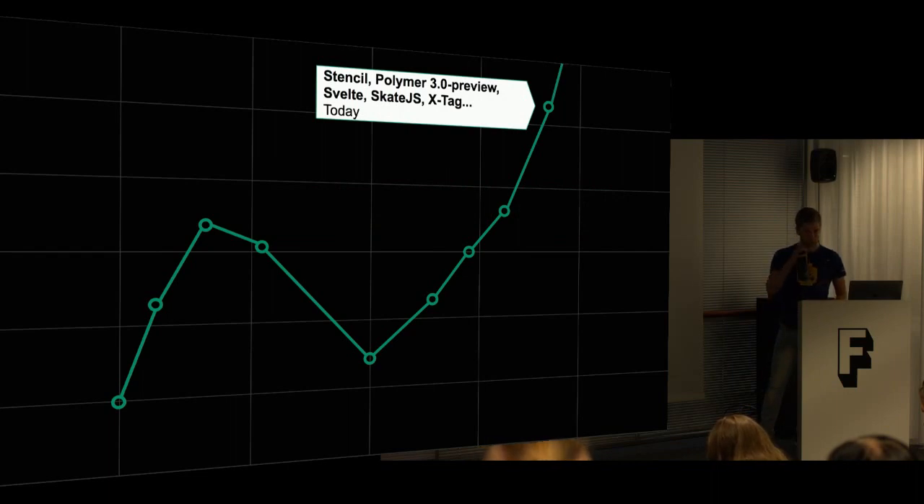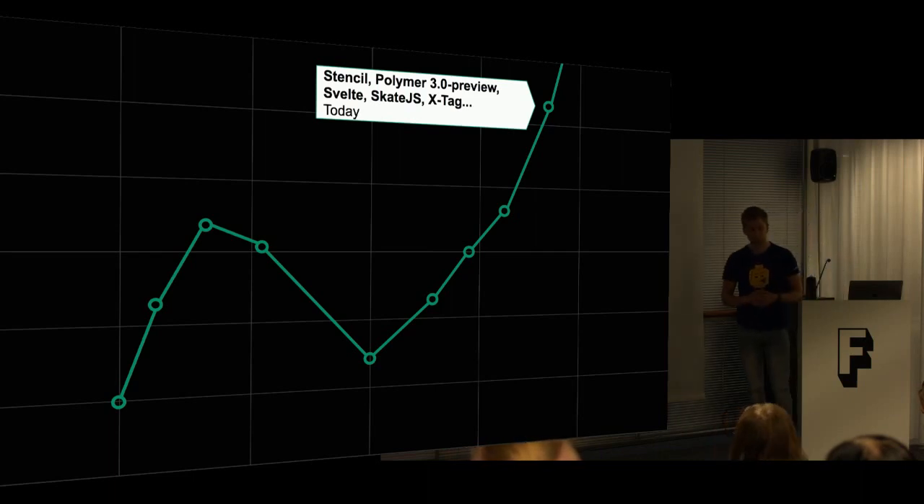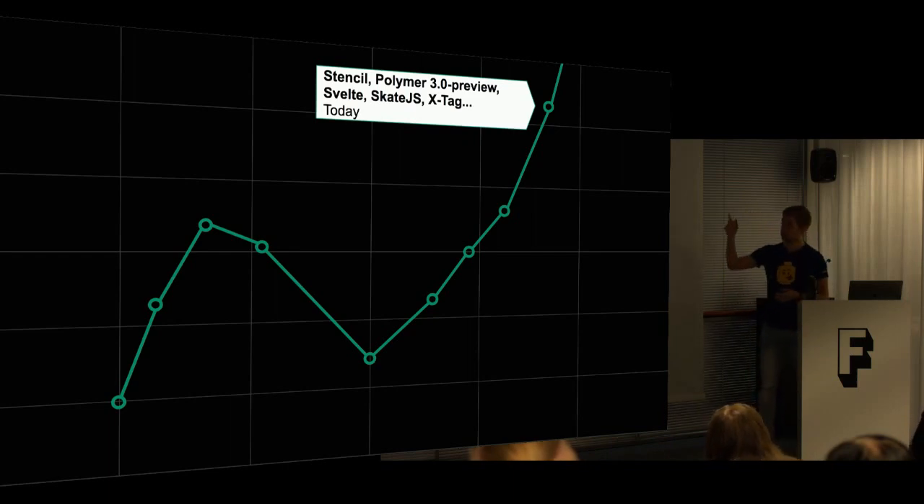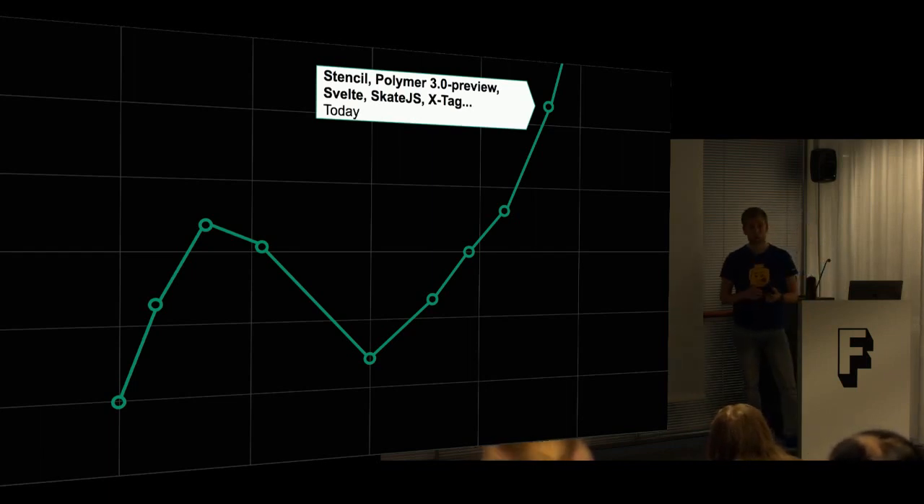And where are we today and where are we going? Right now there's been really active development around web components. So for example, the Ionic team released the Stencil tool a month ago or something like that. And actually the whole Ionic platform will start using web components in the future.